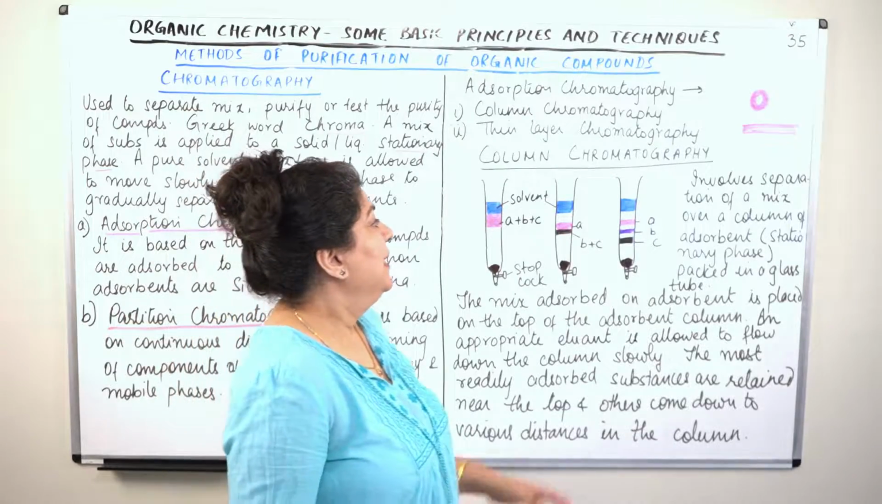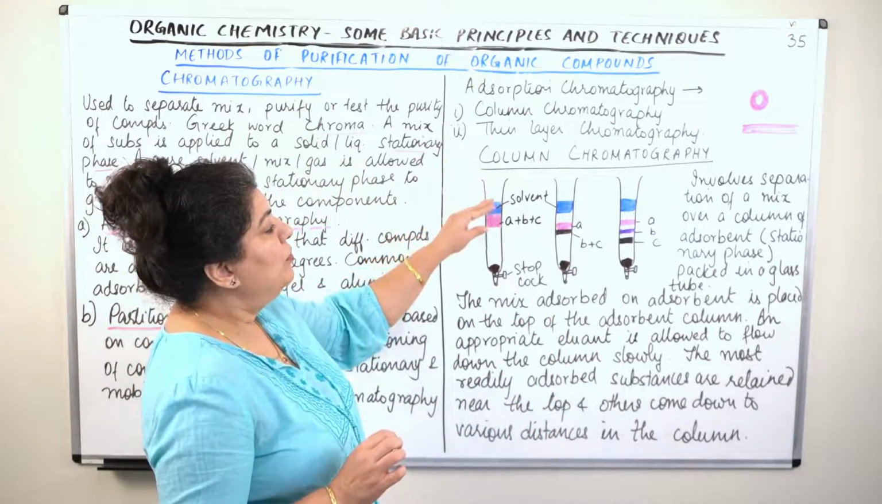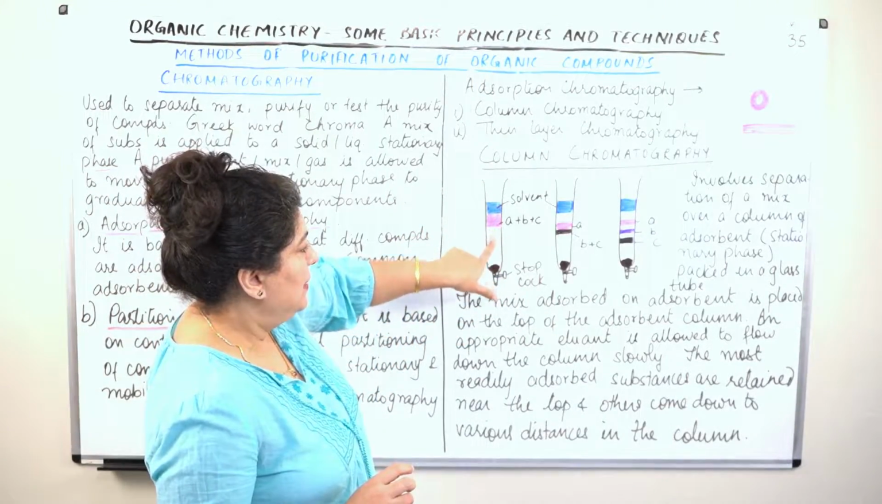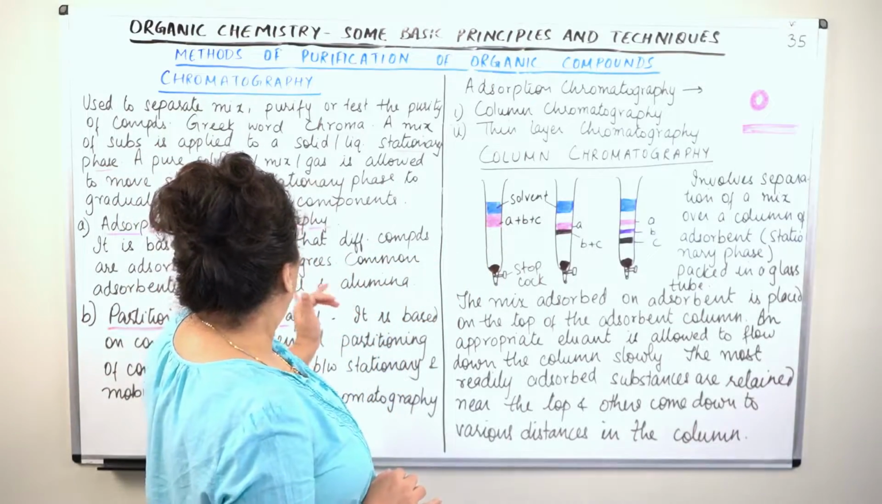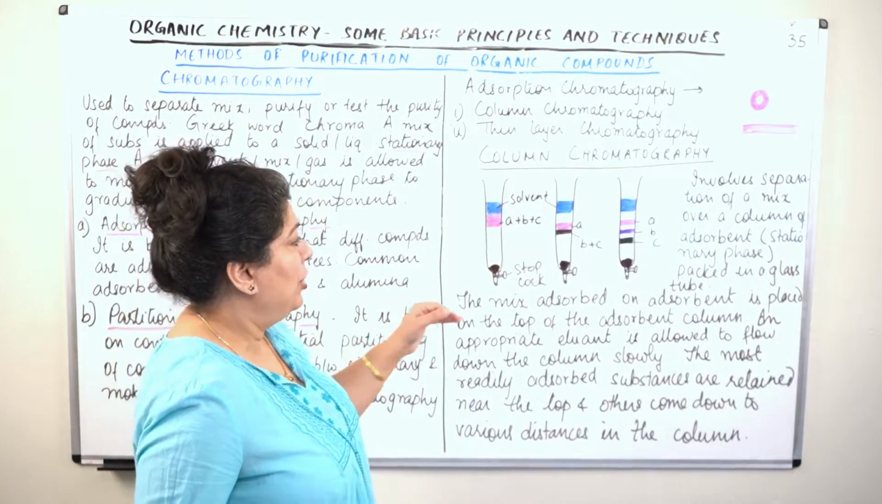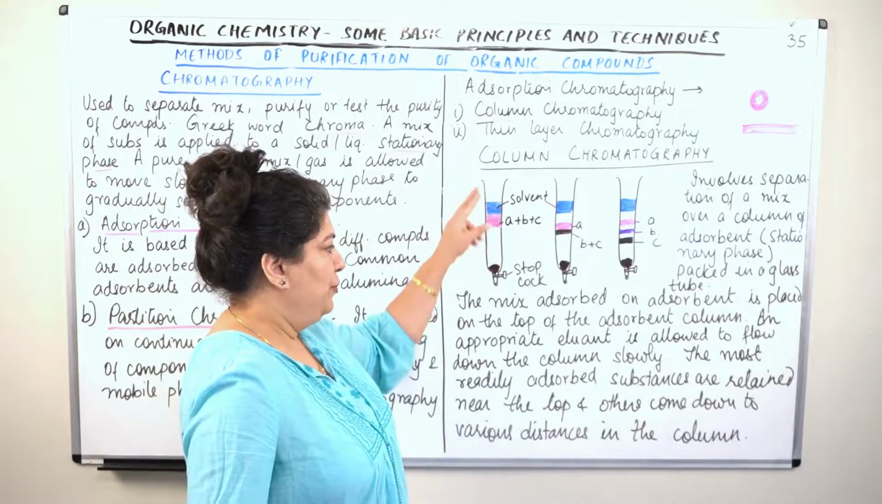Let me just read it. It involves the separation of a mixture over a column of adsorbent, that is the stationary phase. The adsorbent, that is silica gel, is the stationary phase. Or instead of silica gel, it could have been alumina also. Industrially, alumina is used a lot. Now it is packed in a glass tube. You've put it in a glass tube.